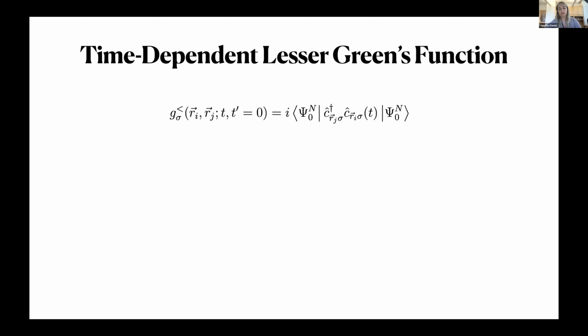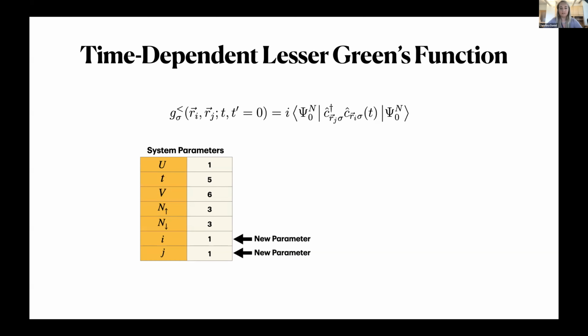Another thing I can do with my code is compute a lesser Green's function, which is defined in this way. You can see that I have set T prime equal to 0, and the annihilation operator C depends on time T. The left state is the ground state with N electrons. In order to define this Green's function, I need to introduce 2 more parameters, which are I and J, or indices for sites, and I set both of them equal to 1. You will see why this is done in a minute.